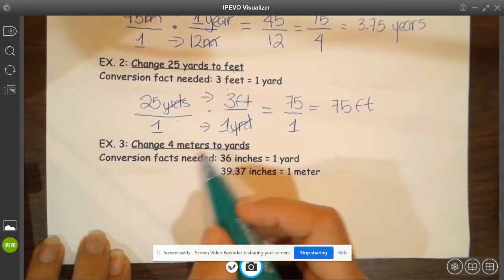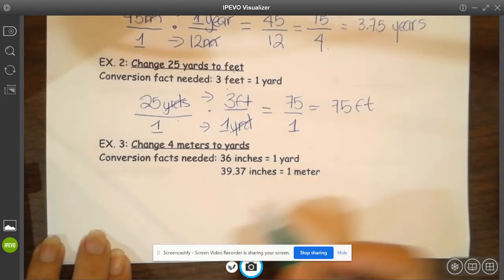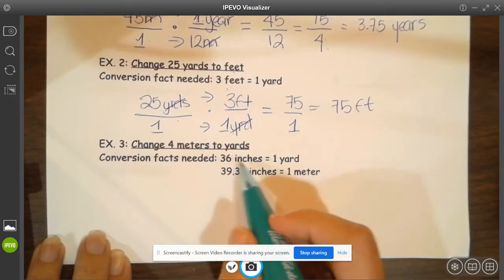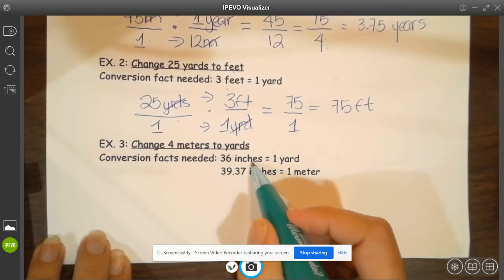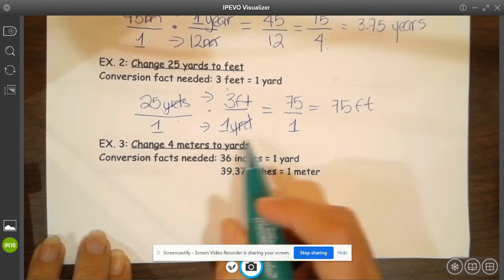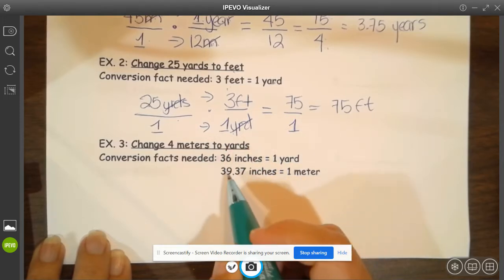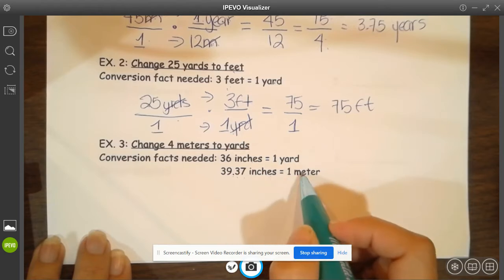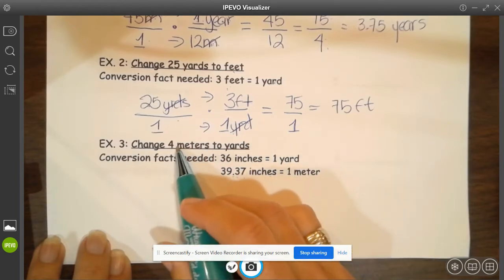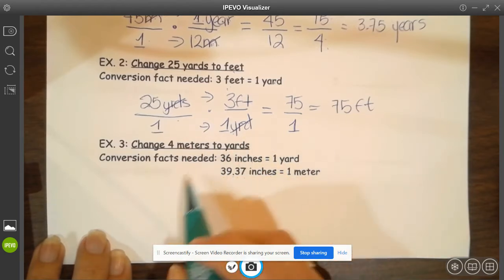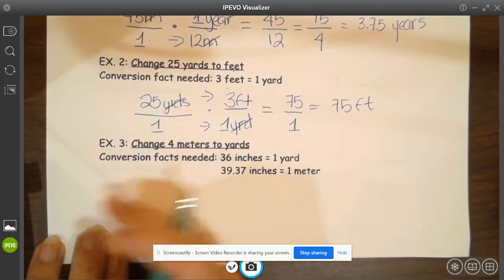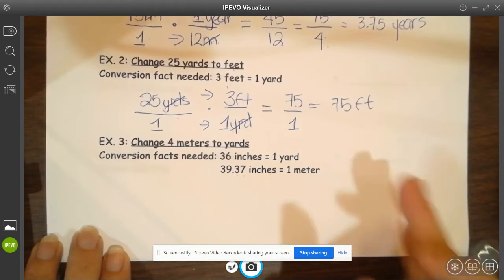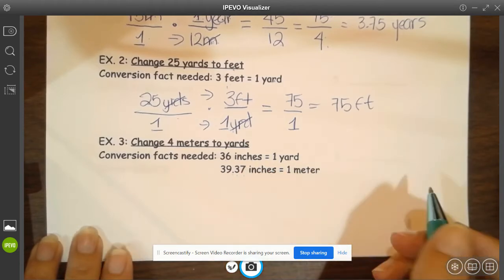So change 4 meters into yards. I need to know, this one is a little bit bigger because it depends what I need and what information I have. So I have that 36 inches is 1 yard, but I don't want inches, but you'll see what happens. I also know that 39.37 inches is 1 meter. So then I need to know meters to yards. So this is what's going to happen. I'm going to set it up in fractions, in products of fractions, to be able to get my answer into yards with the information I have.